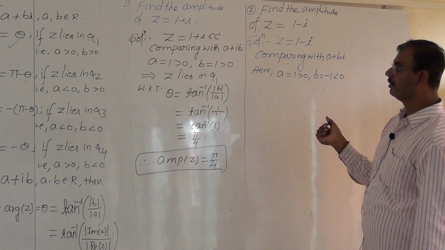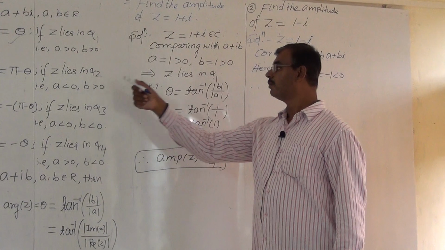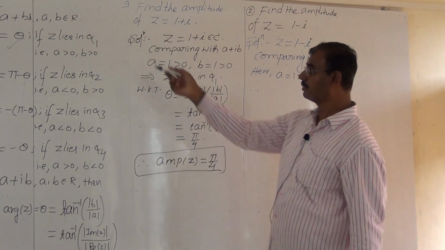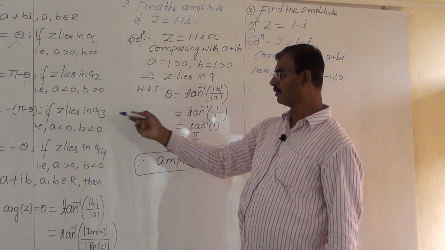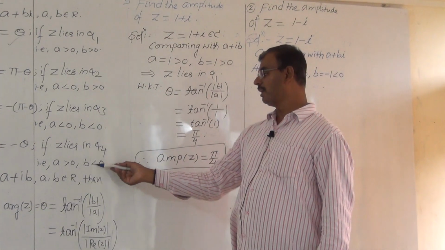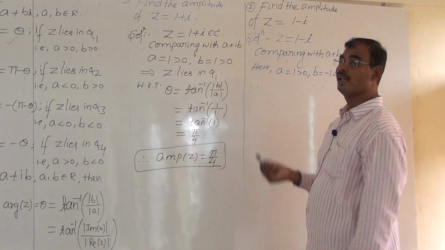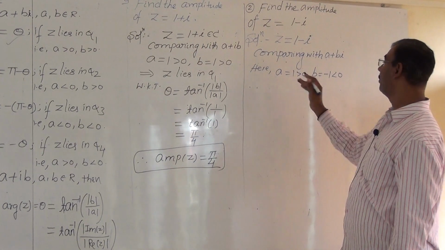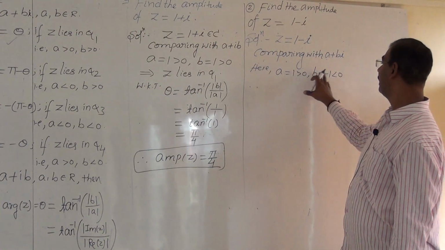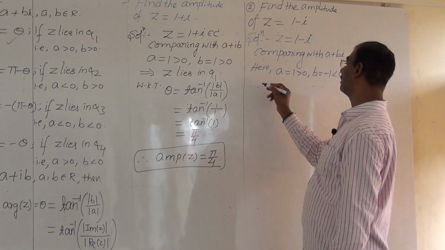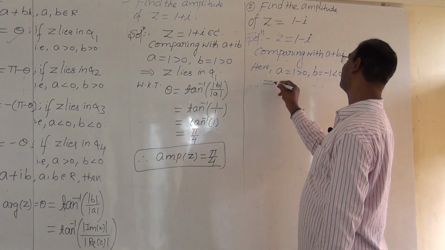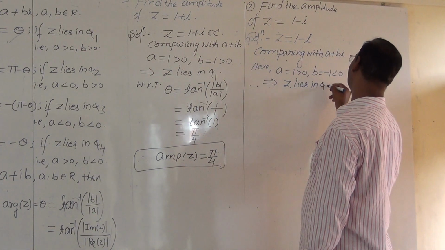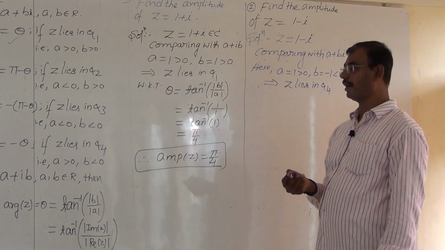Now go through the table. A is positive, B is negative. Go through the table here: first one, second, third, fourth. Observe that. A positive, B negative. That means Z lies in which quadrant? A positive, B negative, so Z lies in the fourth quadrant. So Z lies in Q4.